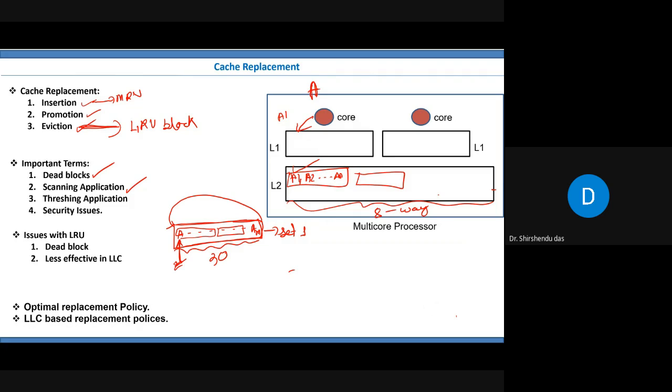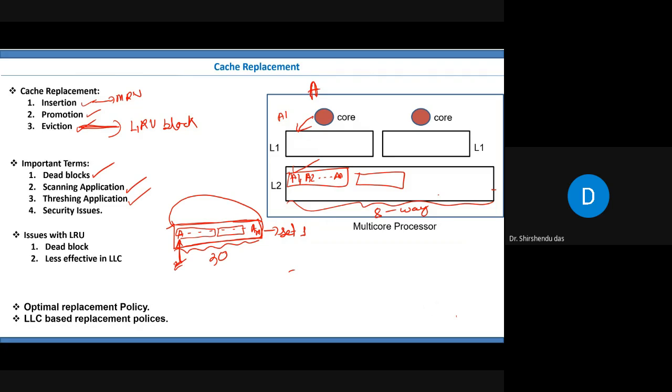Because there is repetition, but that repetition is not getting benefit because of the limited cache size. But you have to understand there is a difference between thrashing and scanning. If it is a scanning application, it does not depend on the cache size either. Even if there are 50 ways, if you are running a scanning application, then also there will be a lot of dead blocks, right? But that is not true for a thrashing application. So you should remember what is called a scanning application and what is called a thrashing application.